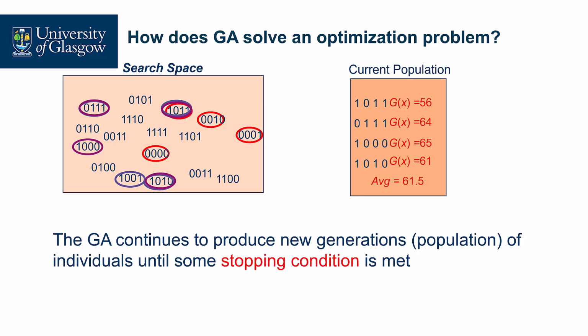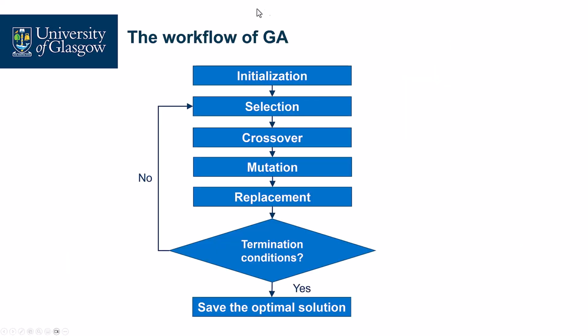So at last, we summarize the GA flow, right? In GA we first do the initialization, then we do the selection based on survival of the fittest, then we do the crossover, then we do the mutation, then we do the replacement. If the termination conditions are not met, we repeat this process until they are met. Then we get the optimal solution that GA can find. Right, so this is the workflow of GA.